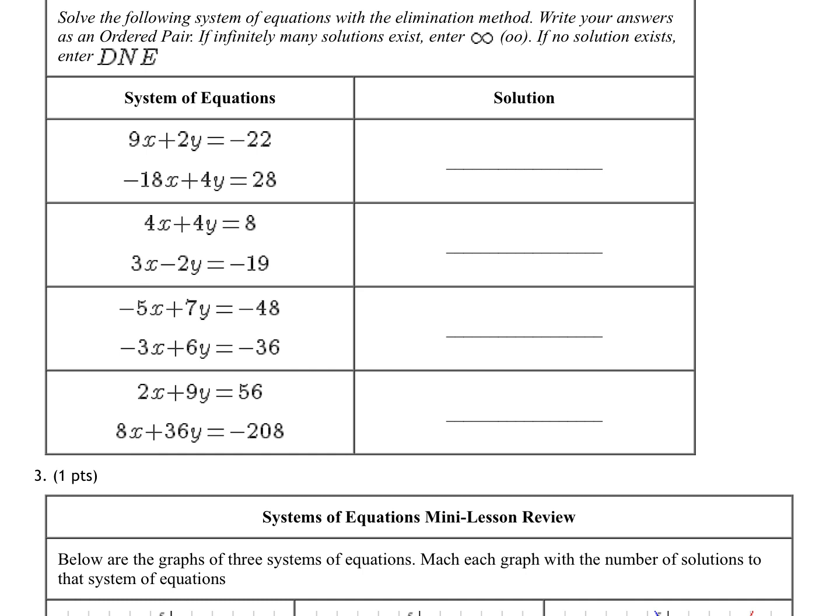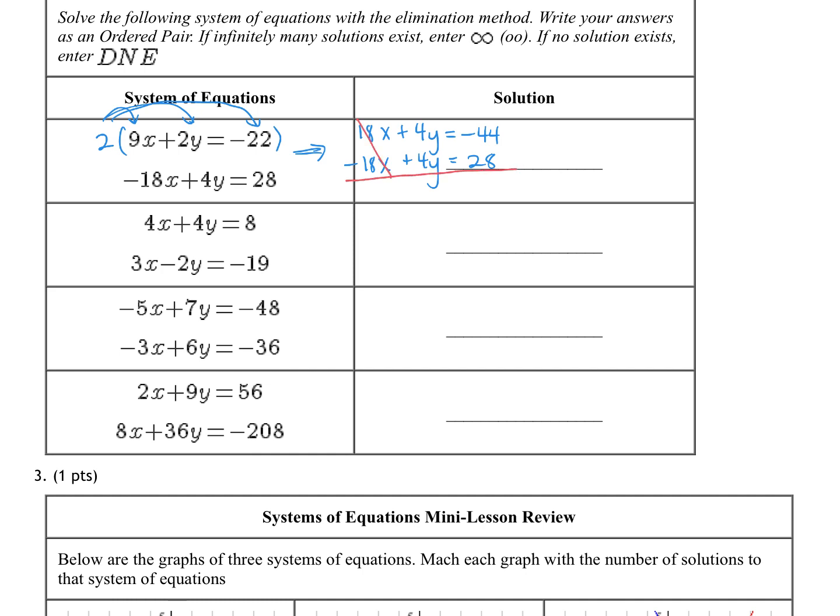So if I'm going to pick the first one, I notice that for the 9 and the negative 18 for x, if I just multiply the top equation by 2, 9 times 2 is 18, and that's the opposite of the bottom, which is negative 18. So I'm going to do that. When I do that, I will have 18x plus 4y is equal to negative 44. Remember to distribute that 2 to all the pieces of the entire equation on both sides. And then the bottom equation would stay the same, so we would have negative 18x plus 4y is equal to 28. And now I'm going to add these equations together.